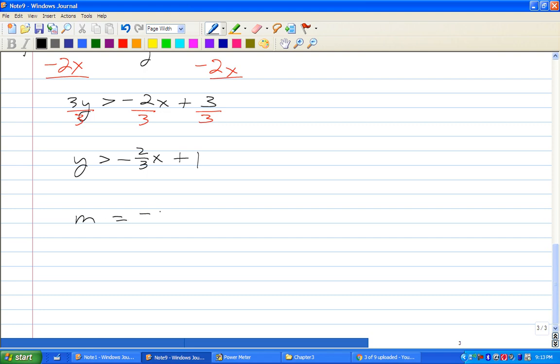equals -2/3. So I have a y-intercept of 1. And so I have a rise of -2 and a run of 3. Since there's no equal sign, my boundary line will be dashed. Since it's greater than, it will be true above. So let's try to draw this.